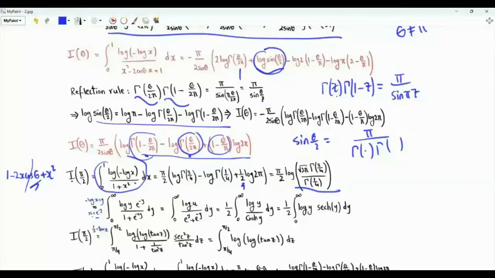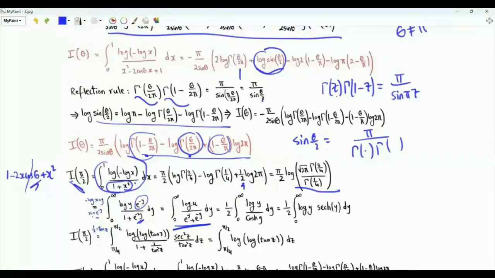When x tends to 1, y tends to 0. dx is minus e to the minus y dy. In the denominator, we get 1 plus e to the minus 2y. Multiplying upstairs and downstairs by e to the y, we get this integral here. That's exactly I of pi over 2 in another form.